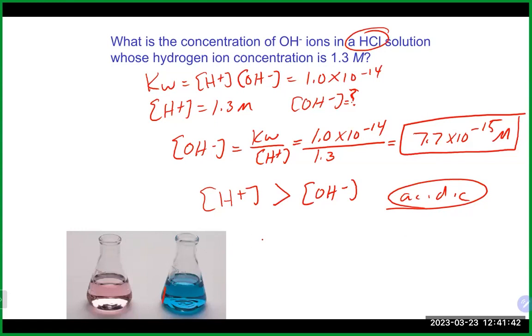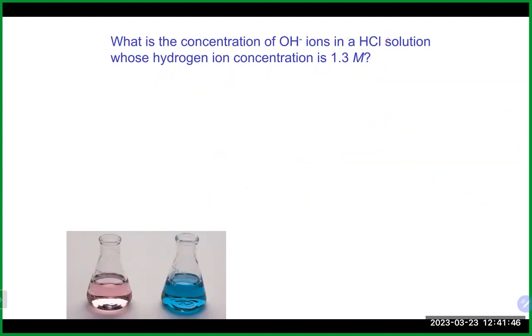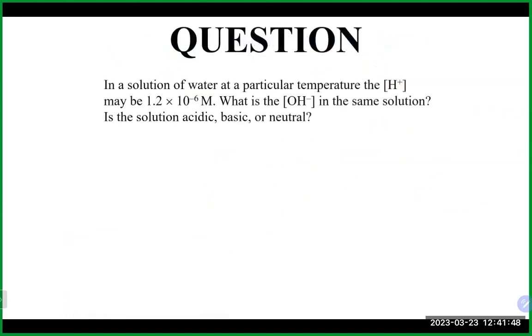Any question on that one there? All right, let's try another one. In a solution where the H plus concentration is 1.2 times 10 to the minus 6, what is the OH minus concentration in the same solution? And is it acidic? Kw equals 1 times 10 to the minus 14.